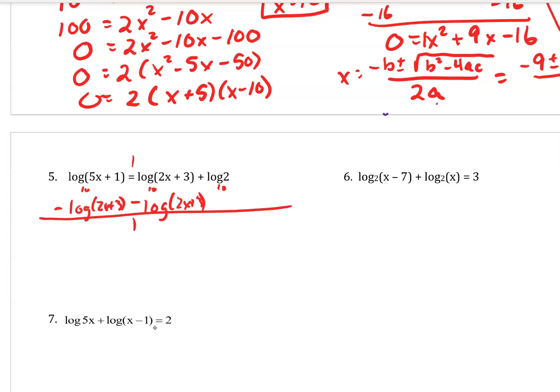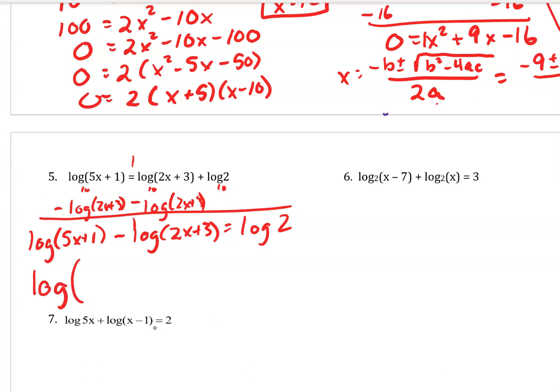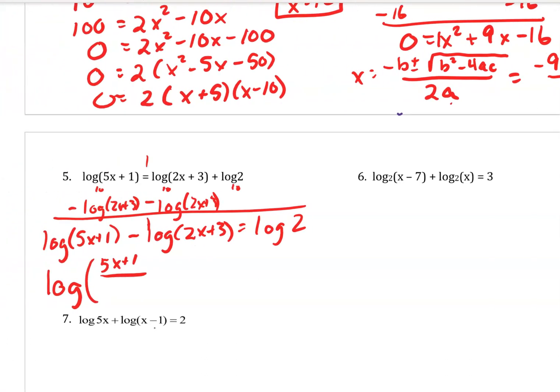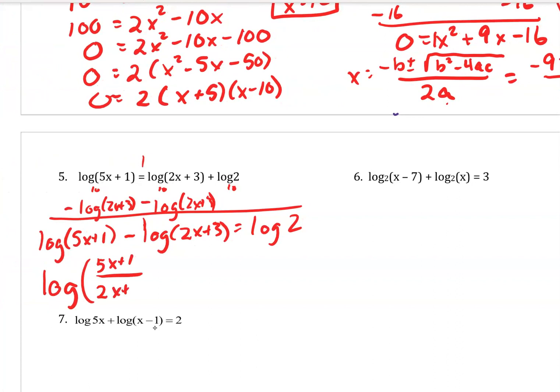So what do I get? I get log of 5x plus 1 minus log of 2x plus 3 equals log of 2. So when I have subtraction, I use the quotient property. This is log of 5x plus 1 divided by 2x plus 3 equals log of 2.